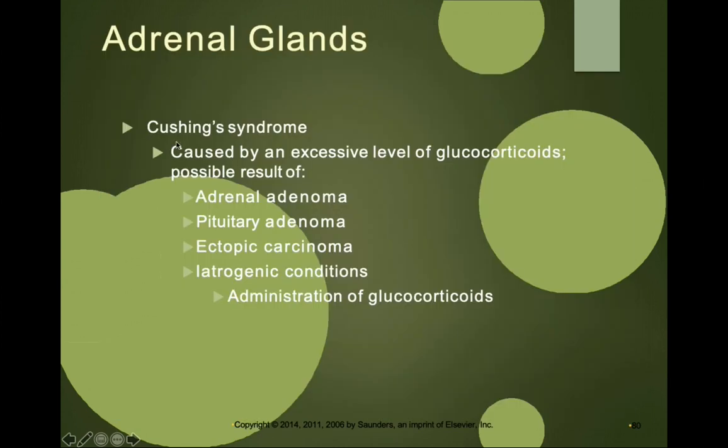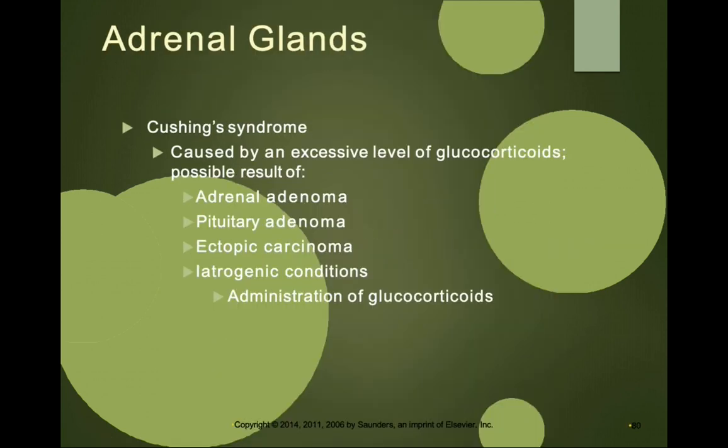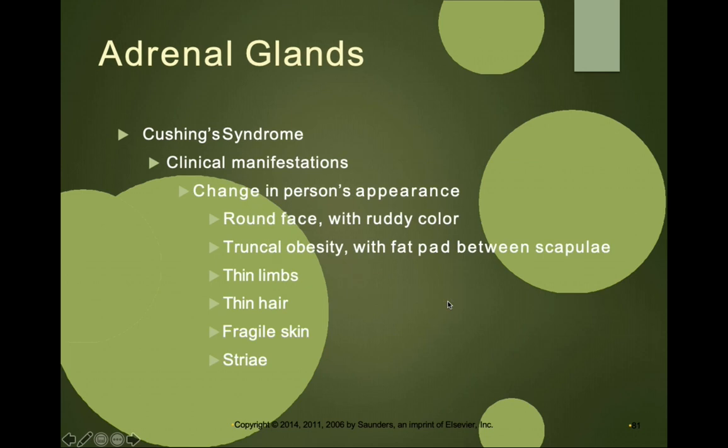Cushing's syndrome, we're going to look at Cushing's and then we'll look at Addison's disease. These are both diseases of the endocrine system that involve cortisol. It's whether you're pushing out too much or too little. In Cushing's syndrome, you're pushing out an excessive amount of glucocorticoids, cortisol, cortisone, corticosterone. That could be, and remember, this is the adrenal cortex now. So there could be an adrenal adenoma, a pituitary adenoma. There could be ectopic carcinomas, iatrogenic conditions, simply the administration of glucocorticoids to the body.